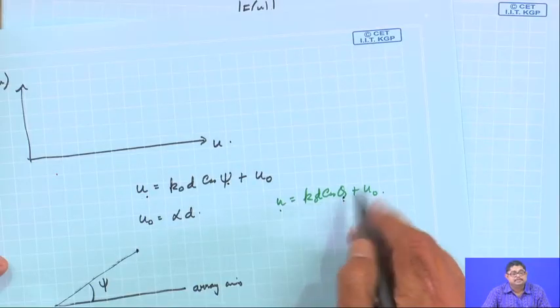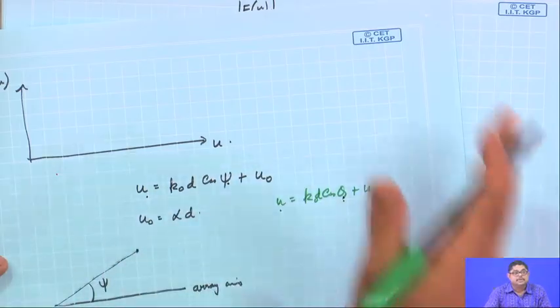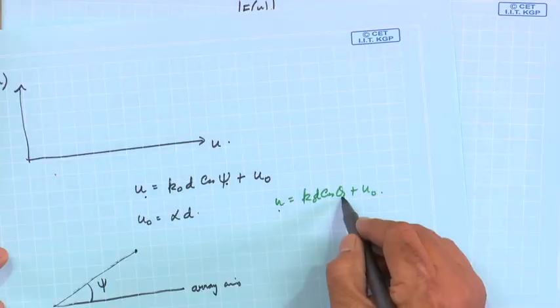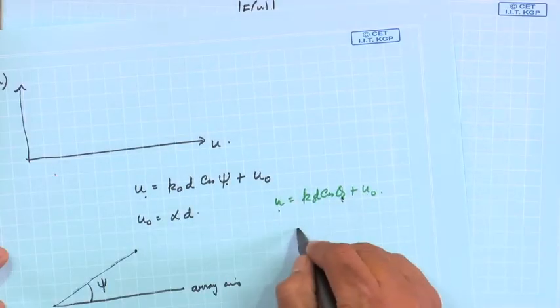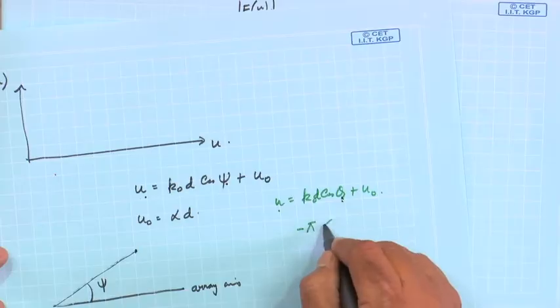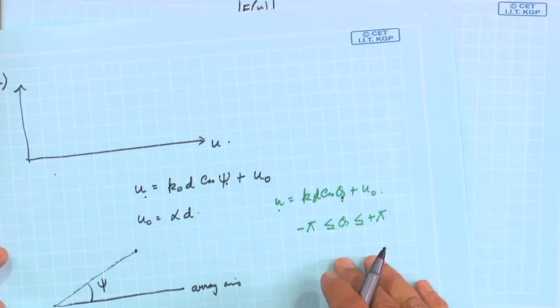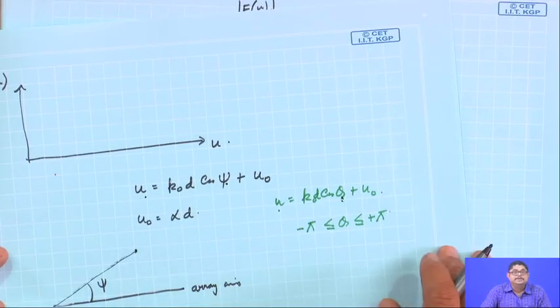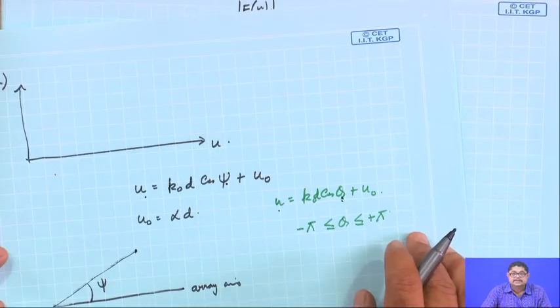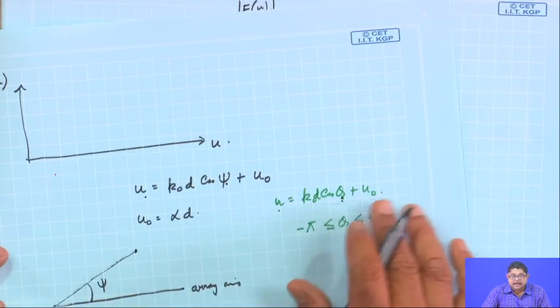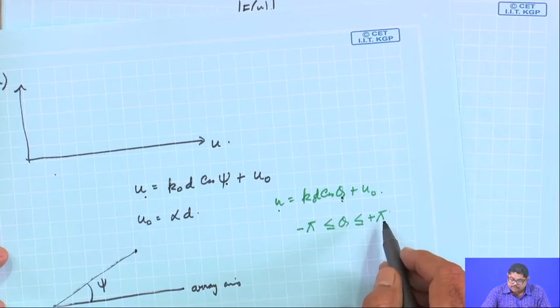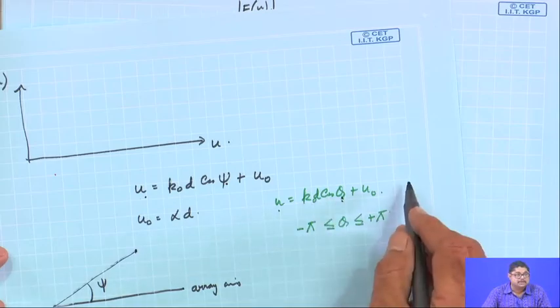Now, suppose we want a fixed phi plane. Theta is a physical thing, the elevation angle, that means with the axis. Theta can vary from minus pi to plus pi. So, what will be the visible space? In the u variable, the visible space will be from minus k naught d to plus k naught d.